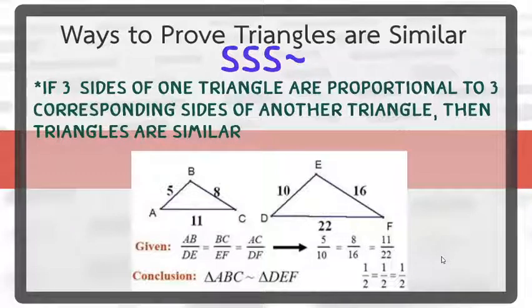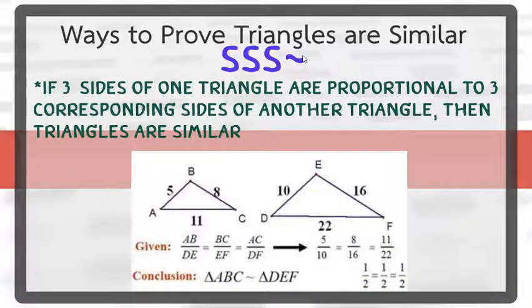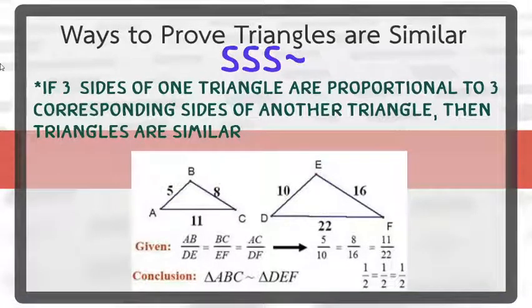Well, instead of having to do all that, we don't got time for that, right? So instead of having to do all that work, if you have triangles, there are some shortcuts. So the first one is the SSS. And that little tilde symbol means similarity. That's your similarity symbol.